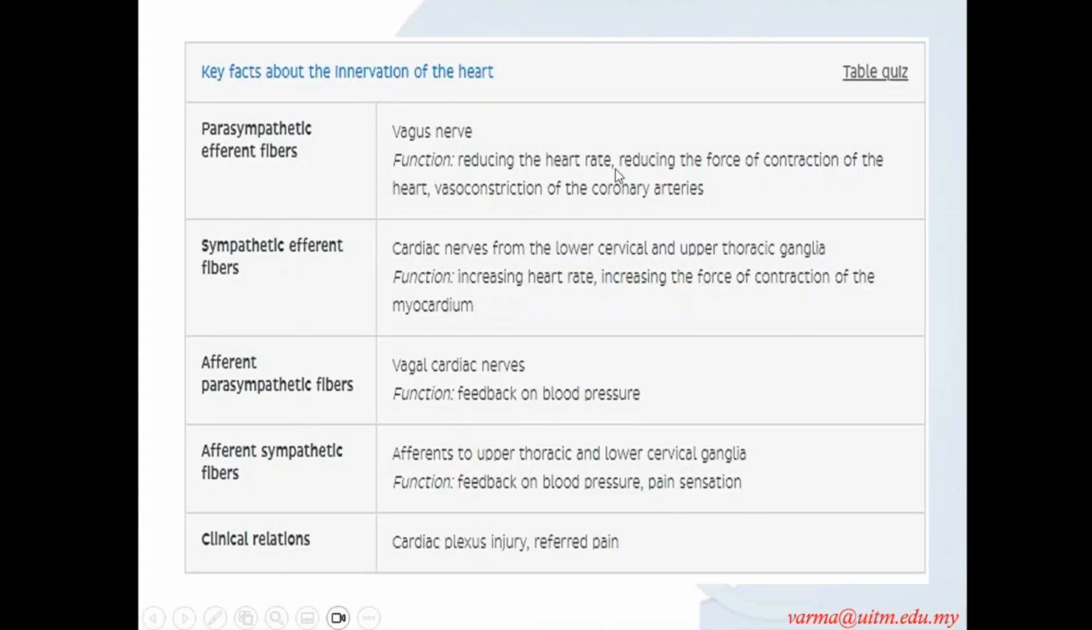So let's skip this slide, I'm not going to talk much. This is just the effects of parasympathetic and sympathetic fibers. I'm sure you all know what they do, and the afferent parasympathetic, afferent sympathetic, everything. I'll just share these slides with you all. This is just the effects of stimulation of parasympathetic and sympathetic.